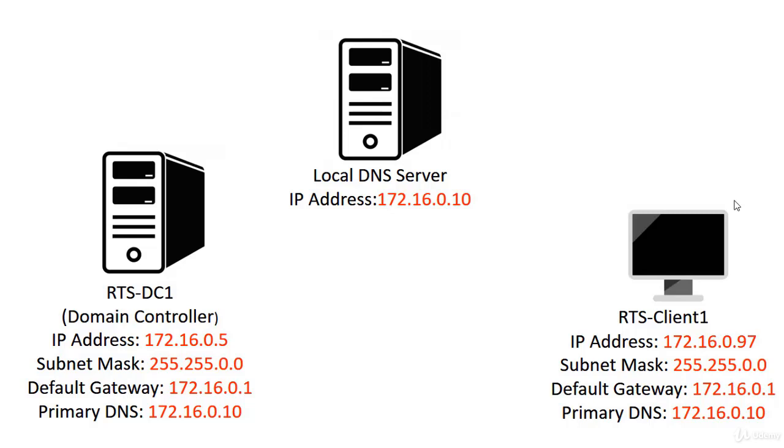On the network, I also have the domain controller. The domain controller has its own IP configuration. When my user logs in from client 1, a request is sent to the primary DNS server. The primary DNS, 172.16.0.10, will have a service location request sent to it. That service location request is looking for a domain controller.